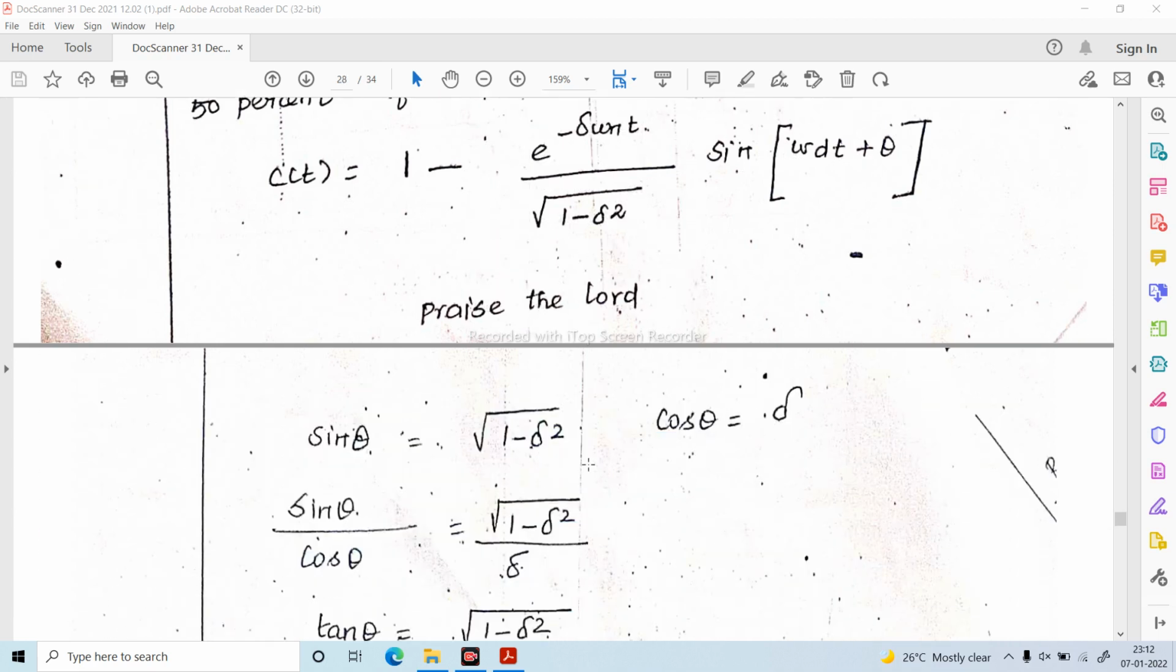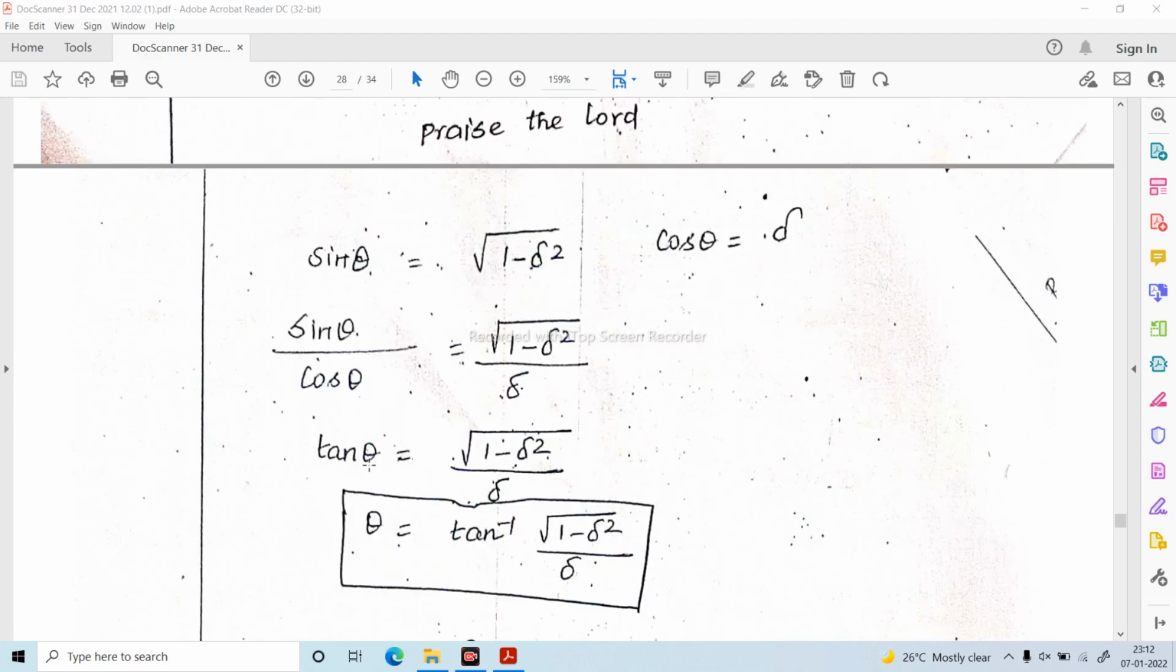Here what is sine theta? Square root of 1 minus delta square. Cos theta is the damping ratio. From this, what is tan theta? Square root of 1 minus delta square, that is sin theta divided by cos theta.